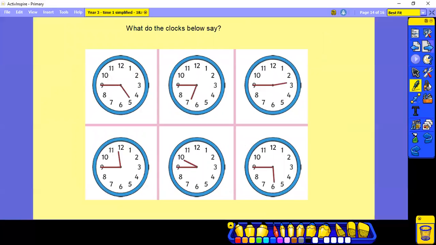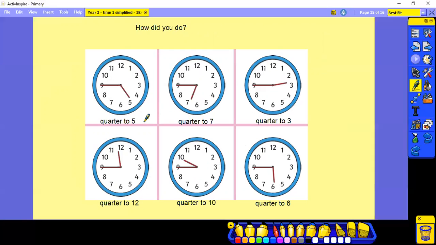What do the clocks below say? Pause this and have a try. So how did you get on? This is a little bit trickier, I know. So 5:45, 6:45, 3:15, 12:15, 10:15, 6:15.